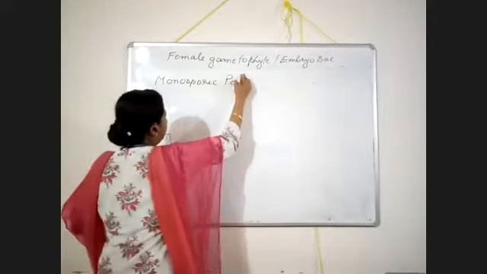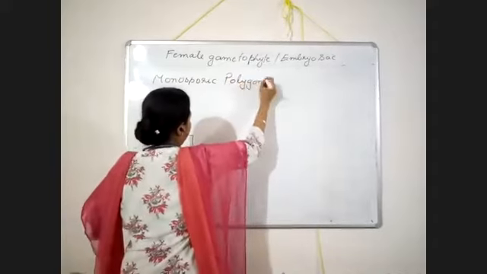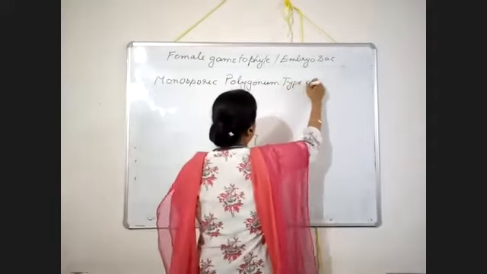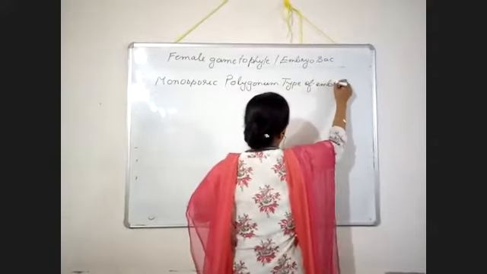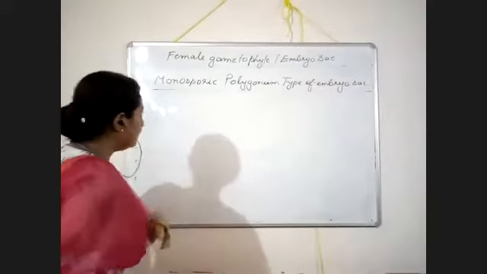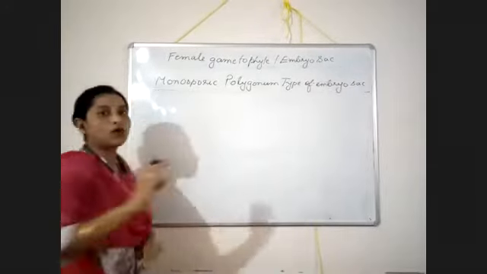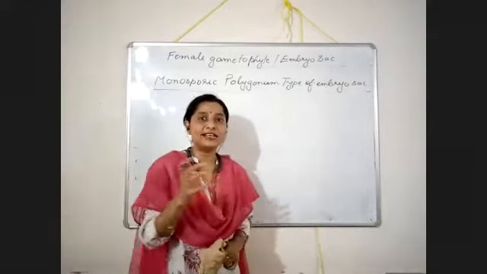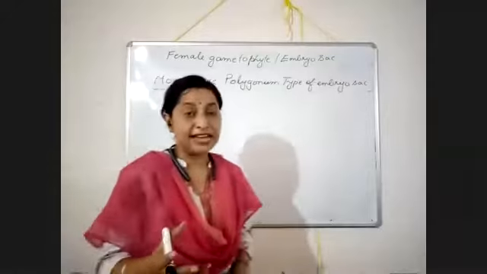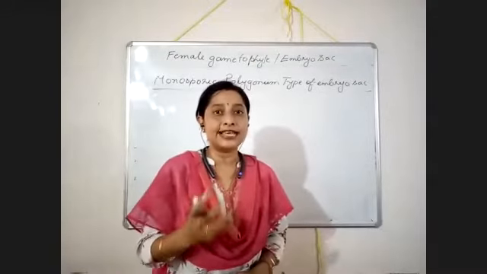Monosporic, Polygonum type of embryo sac. So this was the topic. Now we have an idea what we understand by the term monosporic, and Polygonum is obviously an example of a plant in which this type of embryo sac is seen.